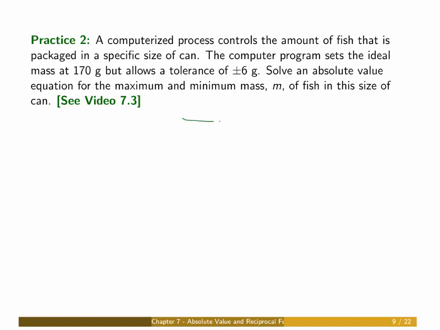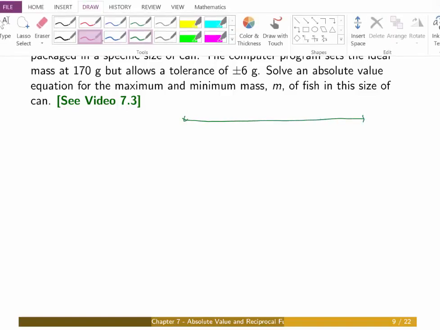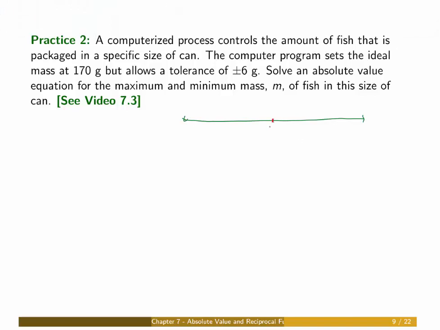So basically, if I was to draw a number line, the ideal mass that they want is 170. However, they're allowing a plus or minus 6 range. So really the minimum value and maximum value will be 170 minus 6, which will be 163 grams, and 170 plus 6, which is 176 grams. That is actually the answers to this question.